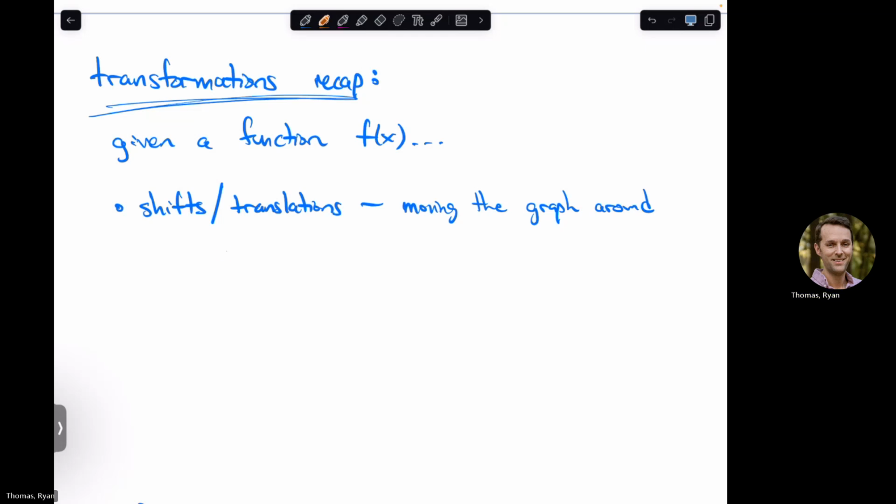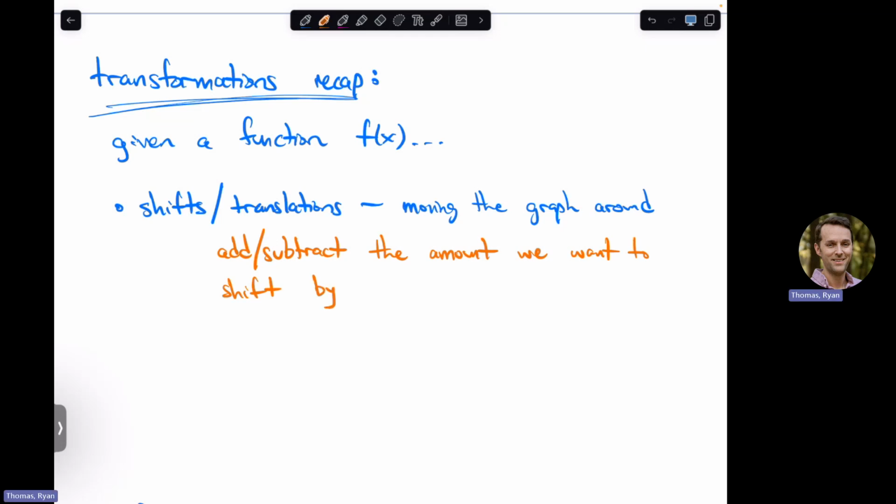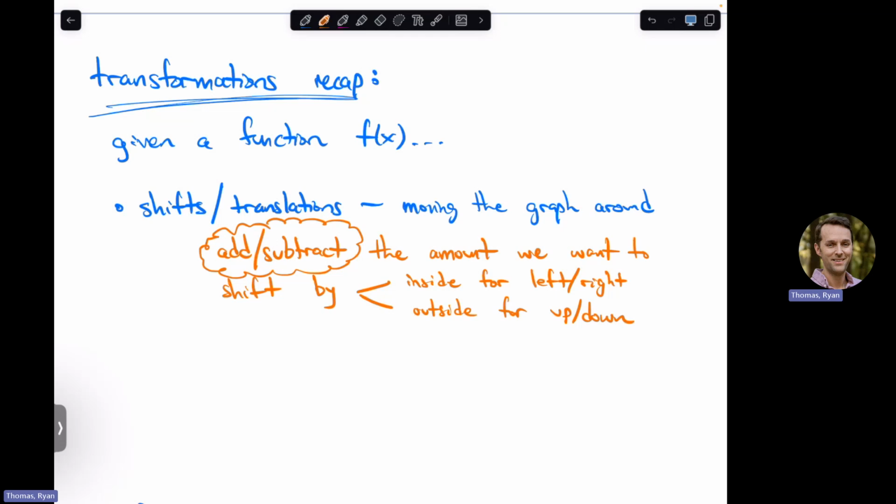Add or subtract. Add or subtract the amount we want to shift by on the inside or the outside of the function, right? Adding or subtracting on the inside moves it to the left or right, on the outside, up or down. That's the operation that makes that happen.